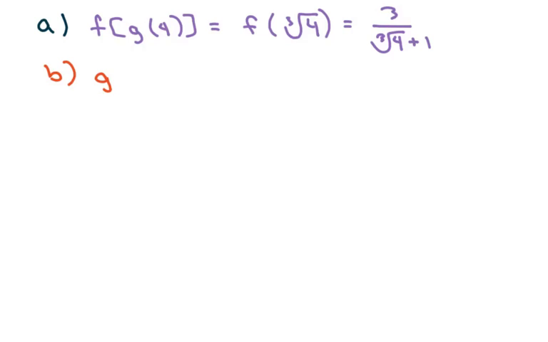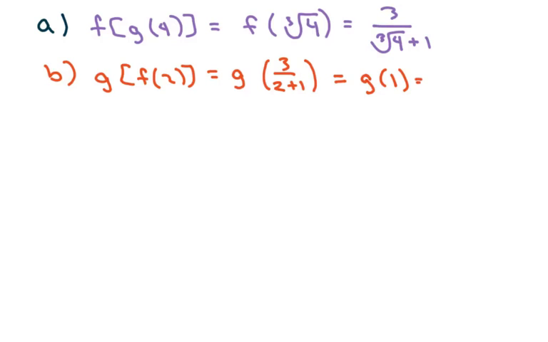we have to find g of f of 2, which equals g of 3 over 2 plus 1, which equals g of 1, which equals the cube root of 1, which equals 1. And the next one is C.